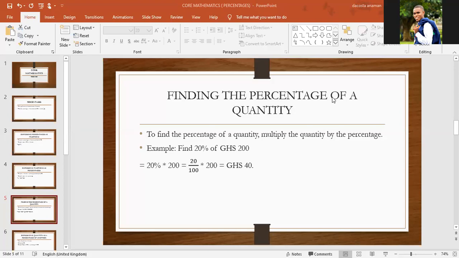Therefore, if you are given a specific quantity, maybe 20 kilograms or something, and you are being asked to find the percentage, you have to multiply the percentage by that quantity. So, example.